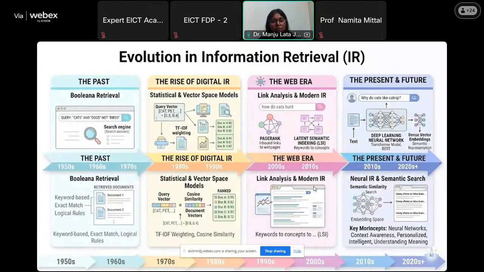Boolean retrieval relies on AND, OR, NOT kind of logical operators, wherein a query is given, for example, the query is like cat and dogs. In this case, if the user has given a query cat and dogs, then all the documents which are exactly having cat and dogs will be retrieved. If none is having cat and dogs, then none.